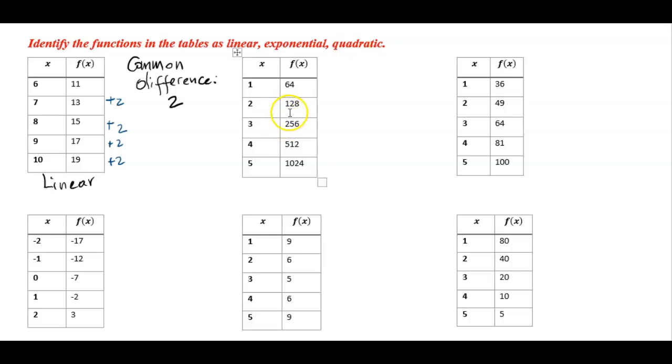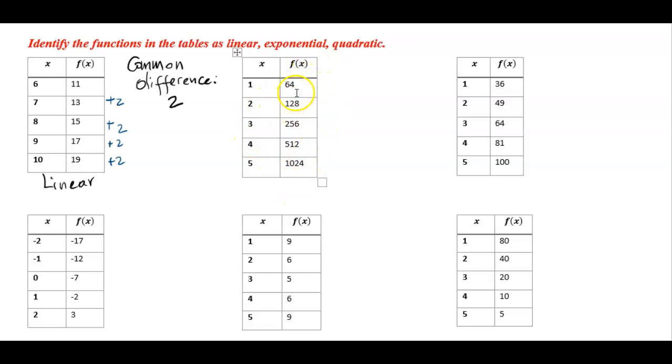Let's try this one now. This table begins with the first term. The first term is 64. The second term is 128. The third term is 256. The fourth term is 512. And the fifth term is 1024. So, do we have a common difference here?